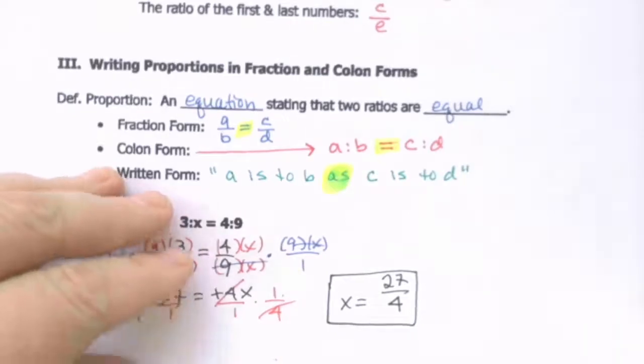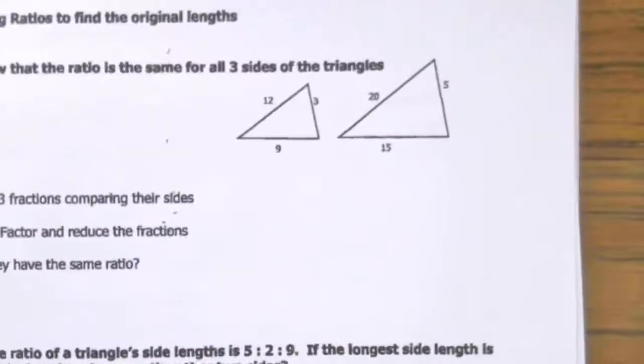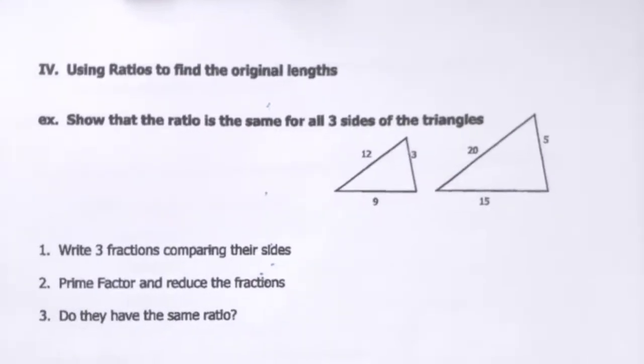All right, flip the page. Using ratios to find original lengths. Okay, we're getting into more geometry-focused problems here. Show that the ratio is the same for all three sides of the triangles.